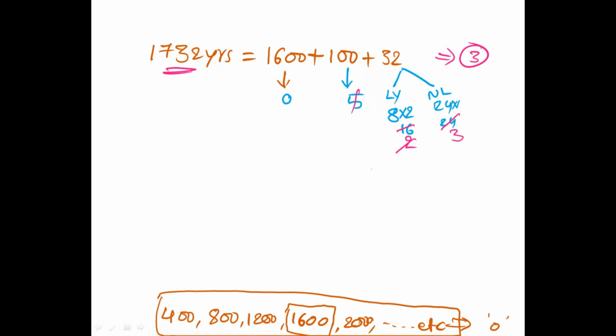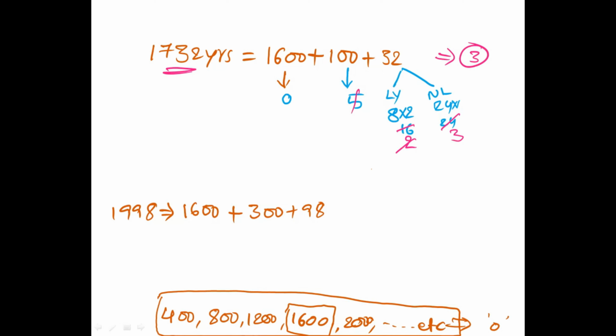Now you tell me, how many odd days are there in 1998 years? Pause the video, try to do this one, and later resume the video and check your answer. We have to split this number into 1600 plus 300 plus 98 years. 1600 plus 300 is 1900, plus 98.